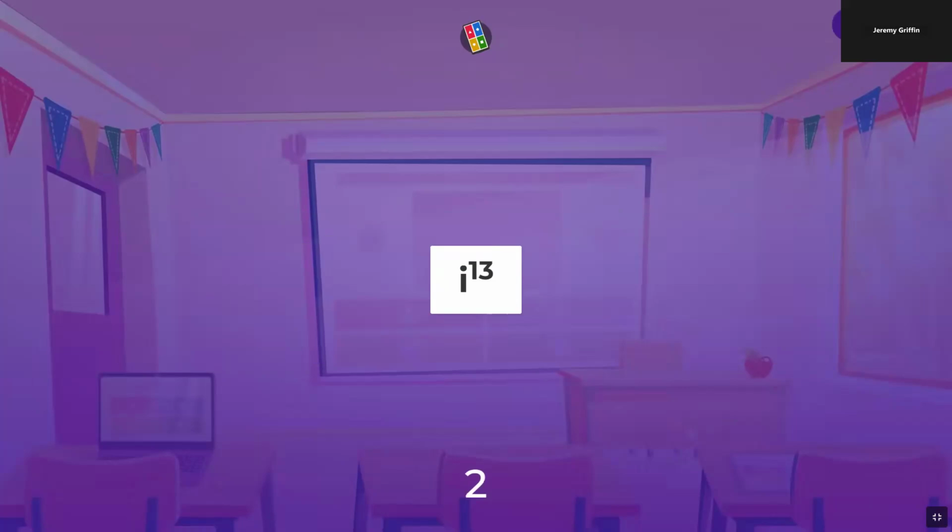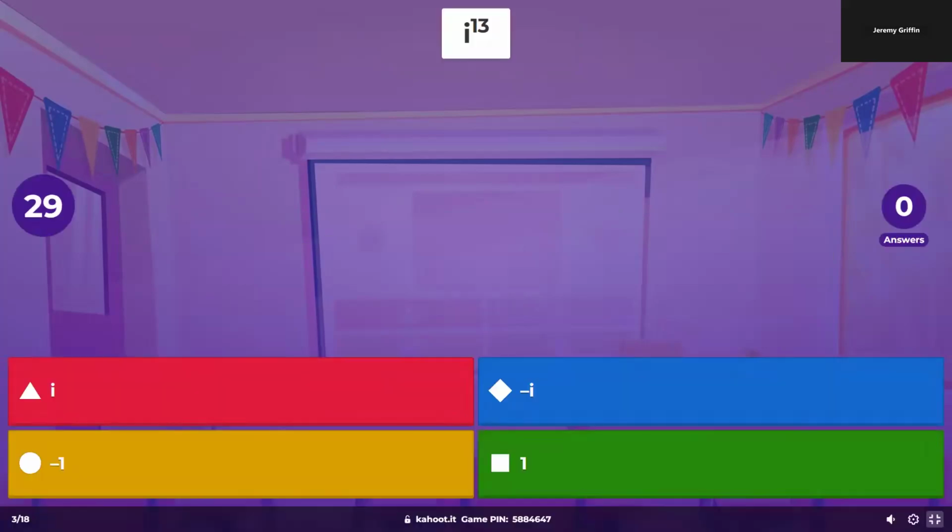Ooh, what's i to the power of 13? Remember, i was the square root of -1. So i squared was itself -1. So i to the 4 was 1, wasn't it? Yeah. So if you have i to the 4, i to the 8, i to the 12, that's just different ways to represent 1.